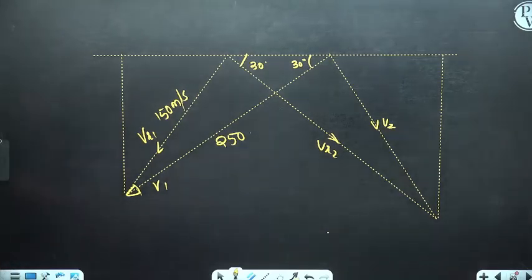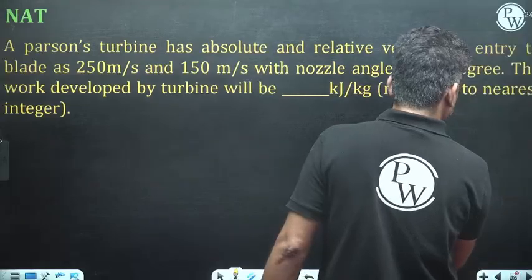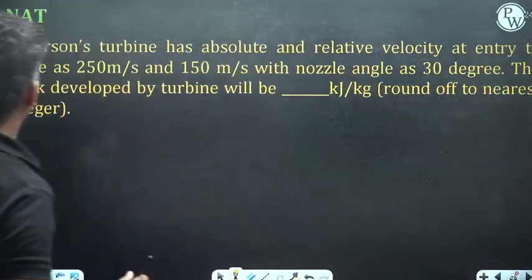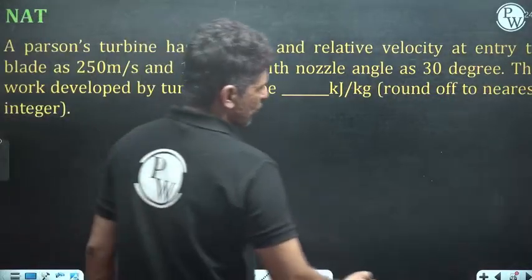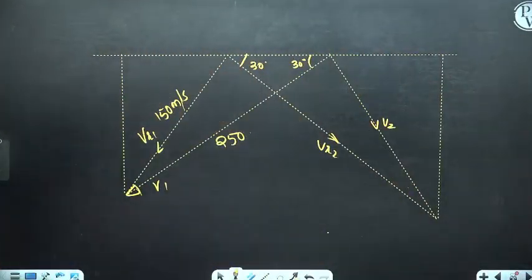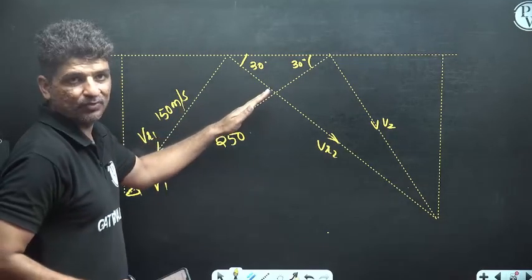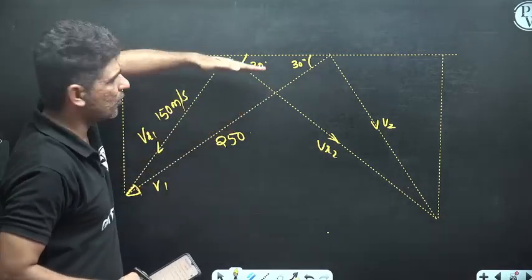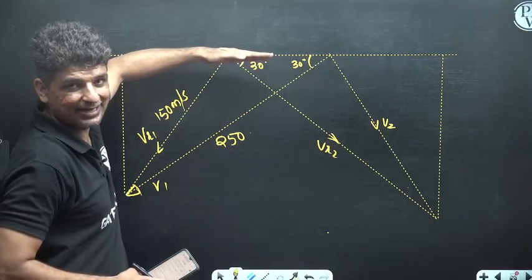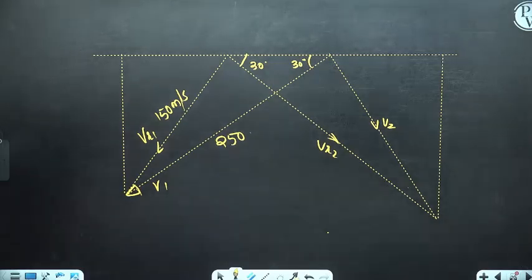So now he is saying what is the power developed. For calculation of power developed, he has not given you anything else, so we need to calculate other angles as well. This is given as 250. If this is given as 250, we can calculate the component of this in this direction. So 250 cos 30. Cos 30 is square root of 3 by 2. So we can calculate the whirl component VW1.